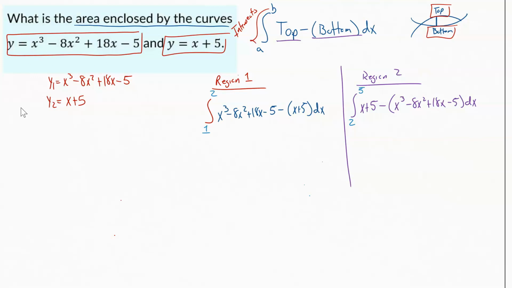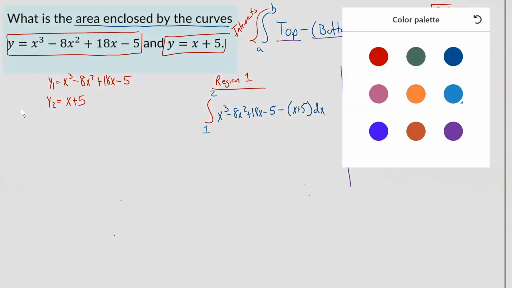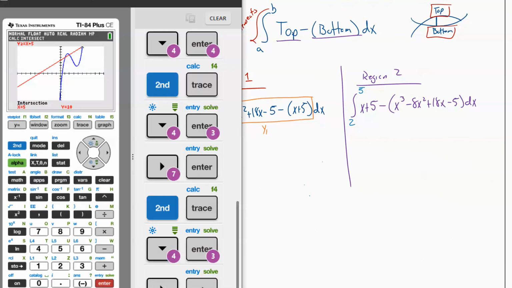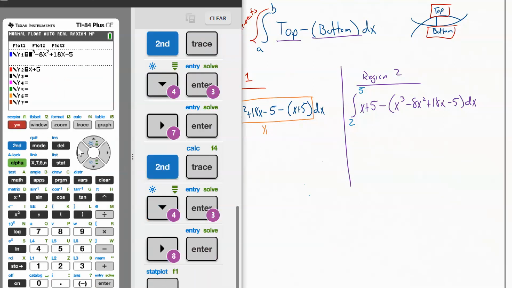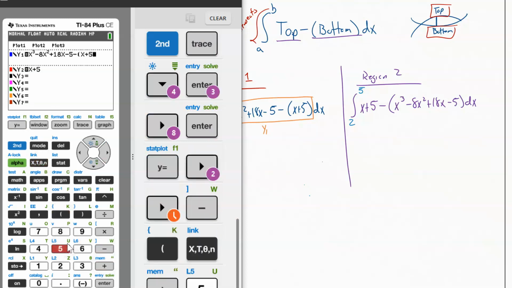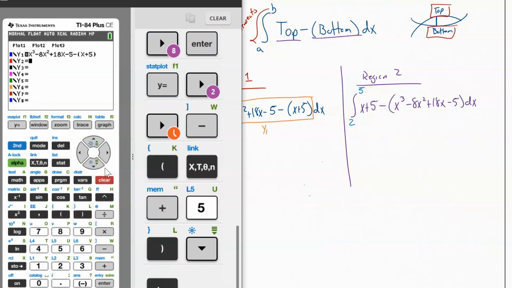All right, so we have our two integrals set up. We'll end up adding their results in the end, but now we need to get those results. Again, the beautiful thing about this is we can use our calculator. Our calculator can find these integrals for us. And so now what you're going to do is go back and put that full equation into y1 on your calculator. So we go back in now, go to our y equals, and this time we want x cubed minus 8x squared plus 18x minus 5 as the top, and we're going to subtract off the bottom equation. So minus, always in parentheses, our bottom, x plus 5, and then I'm going to clear out that other one.